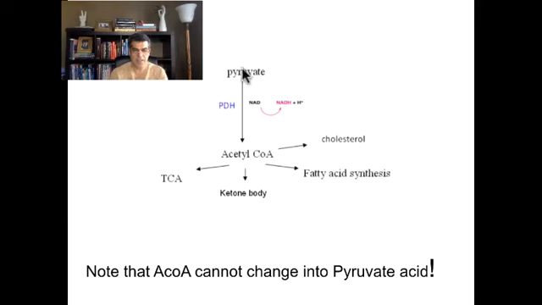Also pay attention that this arrow is only one way. In other words, you cannot turn acetyl coenzyme A back to pyruvate directly. There are other ways to create pyruvate, but it's not going to happen directly from acetyl coenzyme A. So pay attention to that.